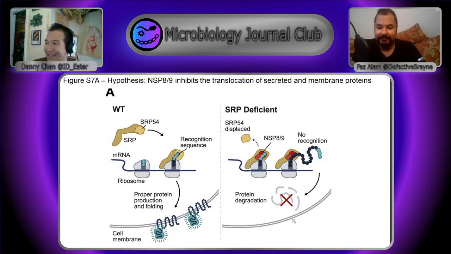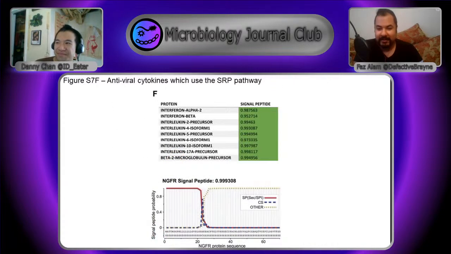Okay, so here's their hypothesis, right? Basically, what we said: it gets in there and it blocks the SRP from being able to recognize this region, and so the protein just gets shot out wherever. And this is very important if you're interested in interferon, or actually not just interferon, but a whole raft of different secreted cytokines. Tons of things use the SRP to get out, because if you need to signal to other cells, then you need to get those proteins out. But if COVID is stopping that from happening, then that process is interfered with.